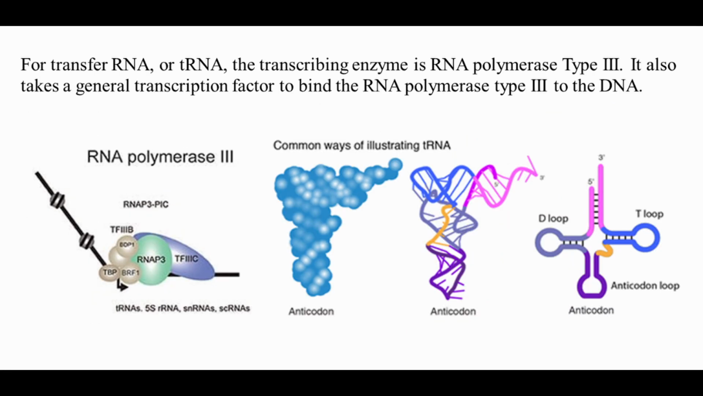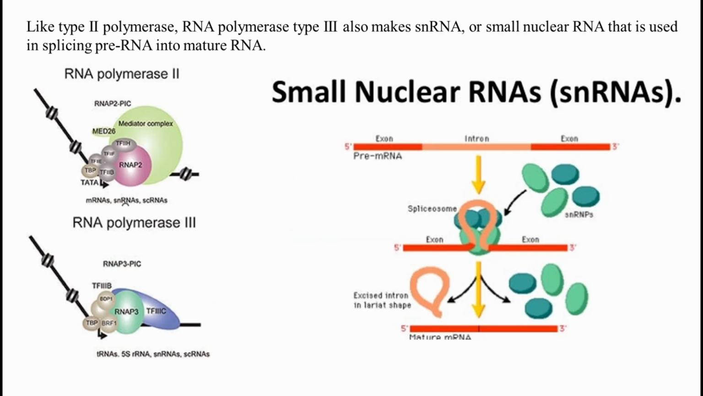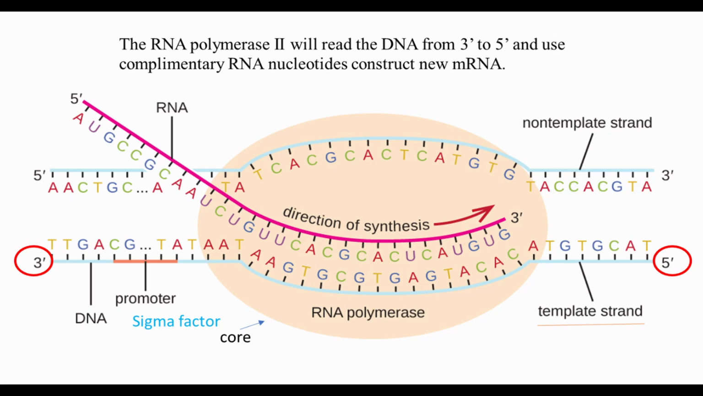For transfer RNA, or tRNA, the transcribing enzyme is RNA polymerase type 3. It also takes a general transcription factor to bind the RNA polymerase type 3 to the DNA. Like type 2 polymerase, RNA polymerase type 3 also makes snRNA, or small nuclear RNA, that is used in splicing pre-RNA into mature RNA. Back to mRNA.